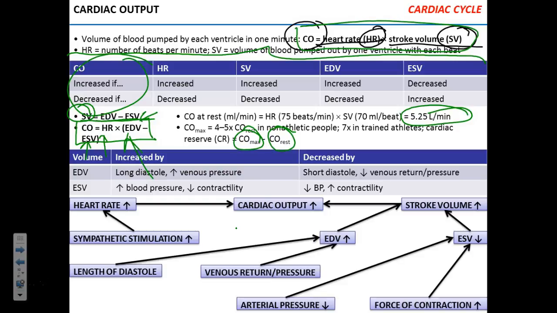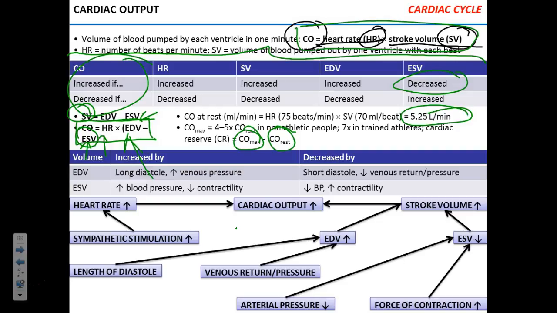How can you do it? 2 ways. Okay, the heart contracts harder, squeezes better. So essentially, you decrease the end systolic volume. Does that make sense? Or can you fill up the heart more? Can you bring more blood into the heart at the end of diastole?